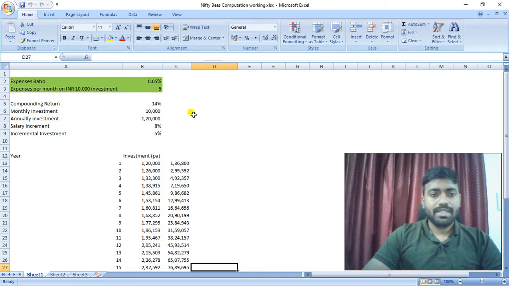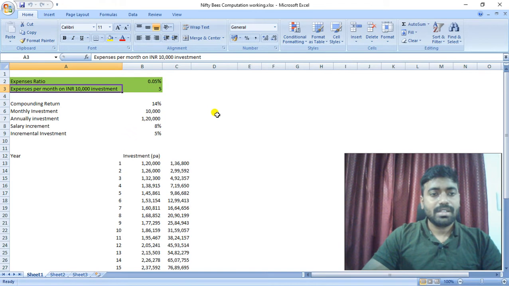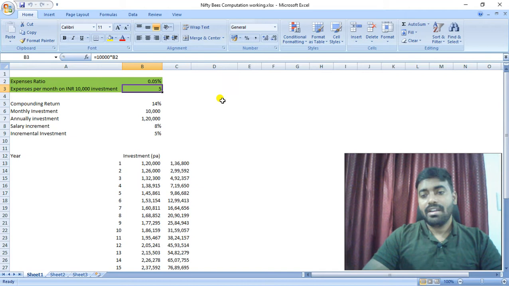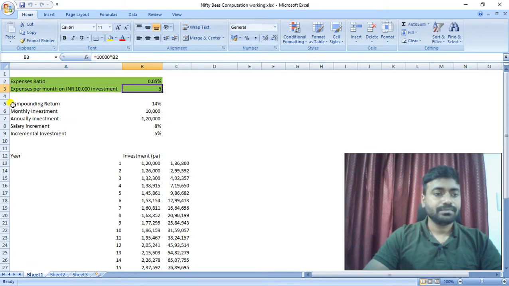Okay. So here, if you see, I have written the expense ratio is 0.05%. Take the example of a person who invests around 10,000 rupees every month. In such a case, he has to pay only 5 rupees as a commission, which is basically the money you are paying to Nippon India for managing the fund. So that is quite low. If you are investing 10,000 rupees, you are only paying 5 rupees as commission.